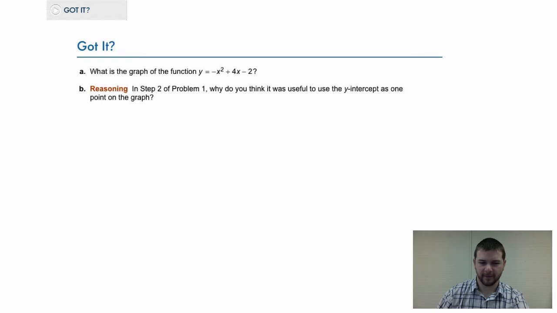on the graph? So let me take you back to step 2 of problem 1. What we had just accomplished is we had found the vertex of our parabola, and then I suggested, and I may have even given away the answer to this reasoning question, that we could use the y-intercept as our second point. And that's what it's asking. Why did we choose the y-intercept?